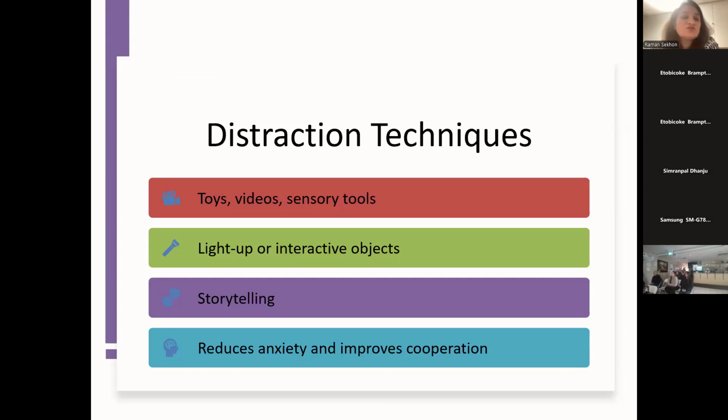These include toys, videos, and sensory tools that can be kept in the setup room to distract the children, such as light-up or interactive objects. Then storytelling. As I told you, you can make up little stories so that they get involved and help you comply with the setup process. All these things will reduce the anxiety and improve the cooperation.